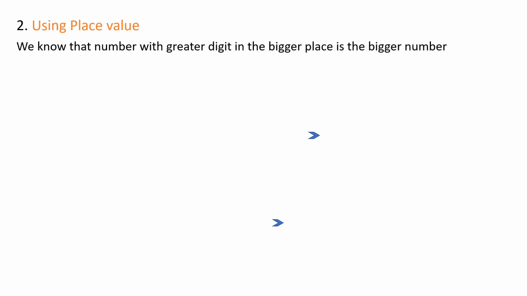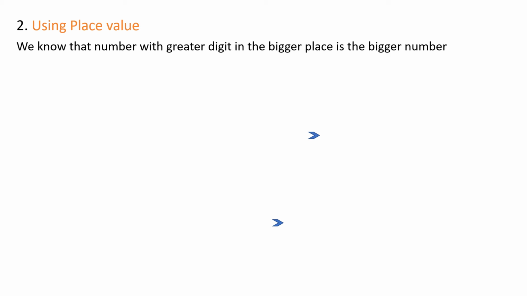Now we are going to learn the second method. The second method is using place value. So we know that the number with the greater digit in the bigger place is the bigger number. So we have to remember this important thing.